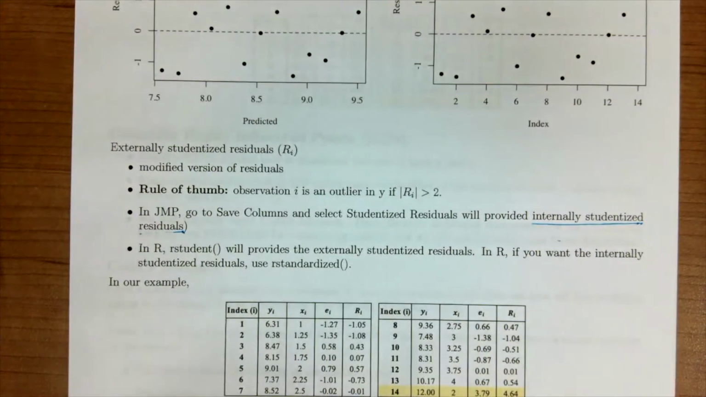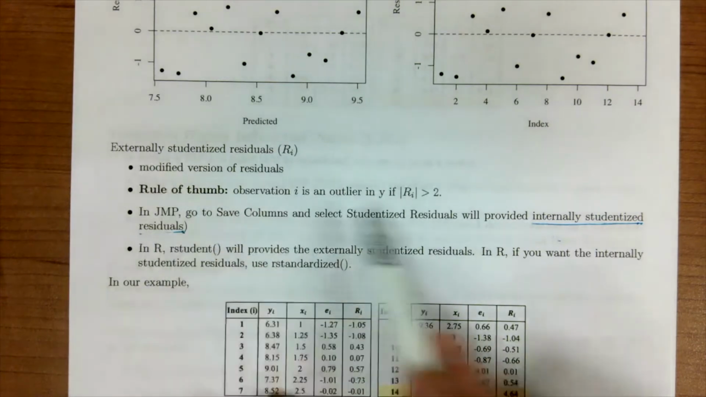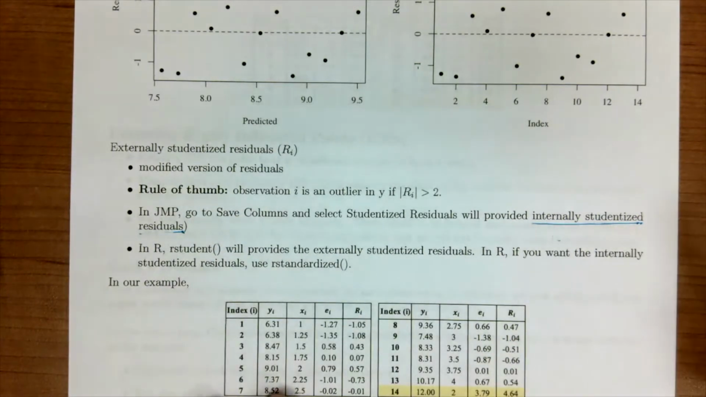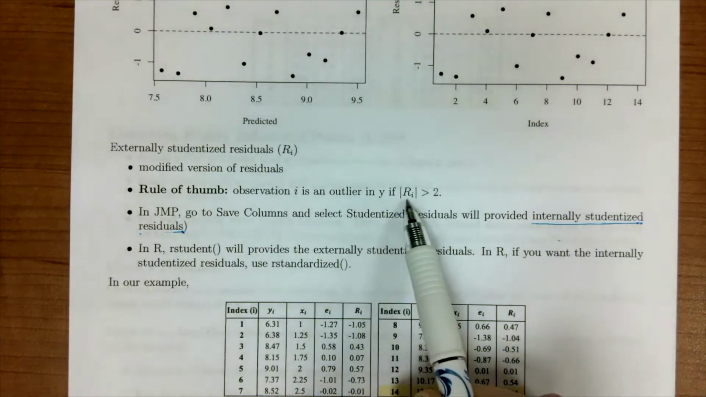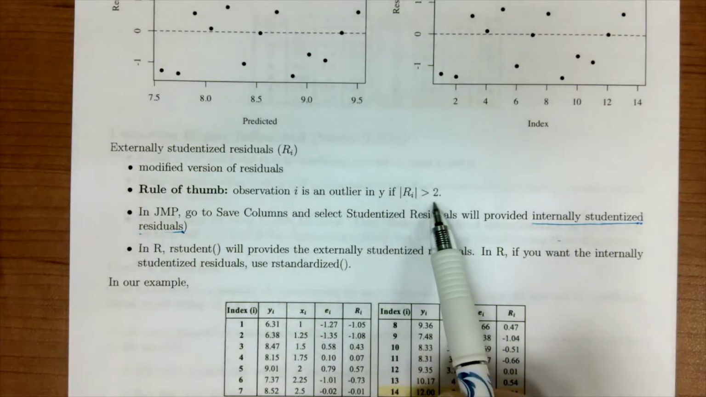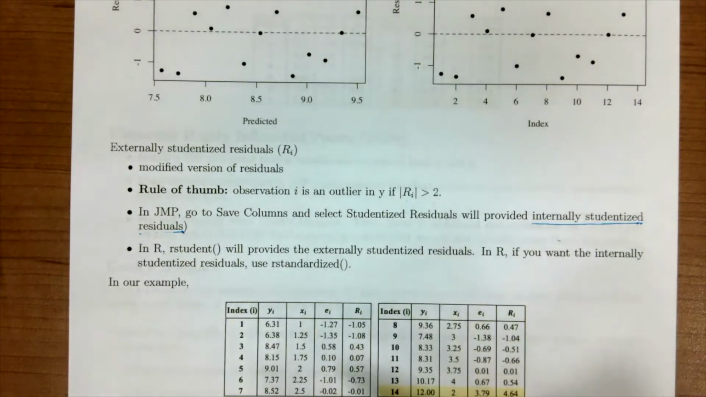If that doesn't make complete sense to you, that's okay. Pretty much the whole idea of using either the external or the internal studentized residuals is that we are now standardizing our data so that we can compare them to this rule of whether the residual is greater than 2. The idea of this rule comes from the empirical rule.